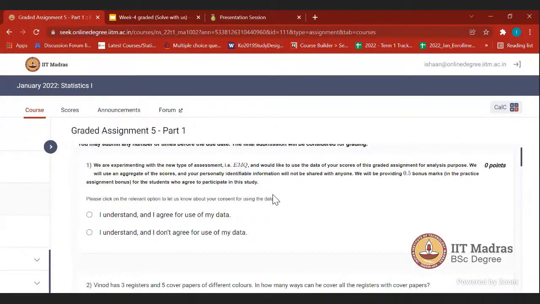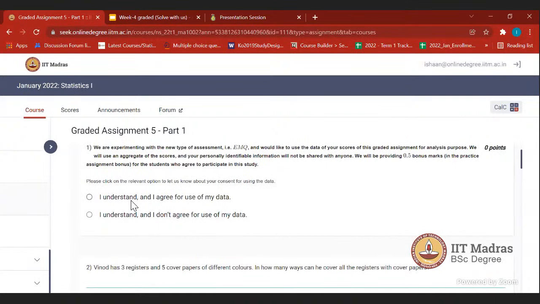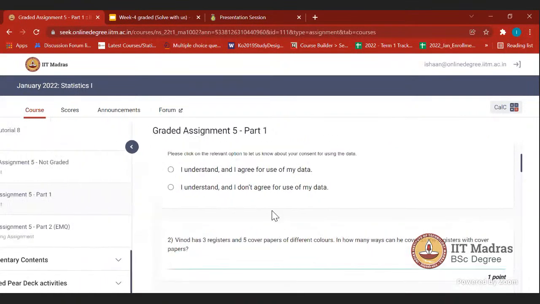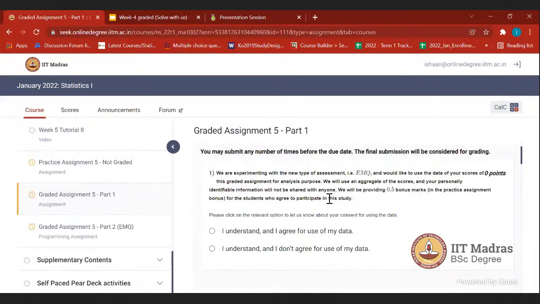So it would be very helpful if you agree to allow us to use your data for this. And if you allow us, you will be awarded 0.5 bonus marks in the practice assignment bonus marks, which is 5 marks for the whole term. So you'll be awarded 0.5 bonus marks if you allow us to share your data for this purpose. And your personal information will not be shared with anyone. So yeah.